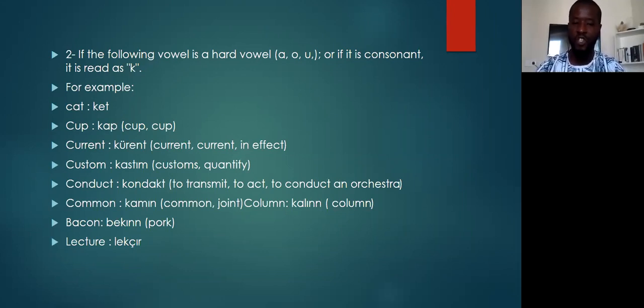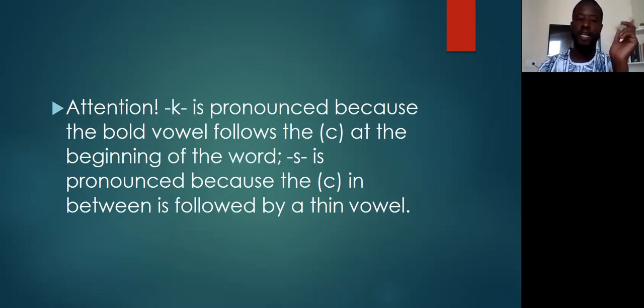So here, what we have to understand is that after C, if you have a hard vowel, which are A, O, U, or you have a consonant, for example like T, like B, and stuff like that, you are going to read it like K, okay? This is the second rule for the letter C. Let's see here, but you have to pay attention that the K is pronounced because the hard vowel follows the C at the beginning of the word.